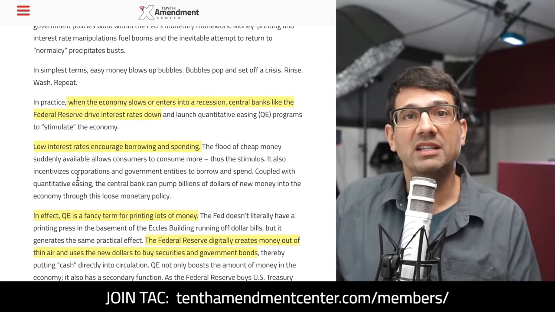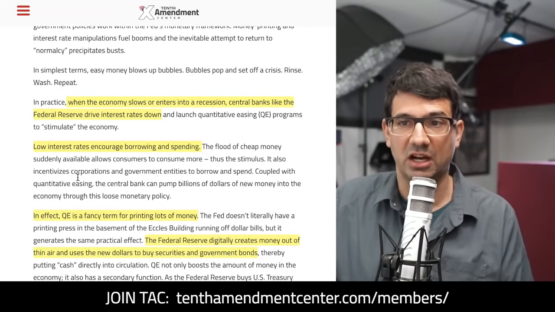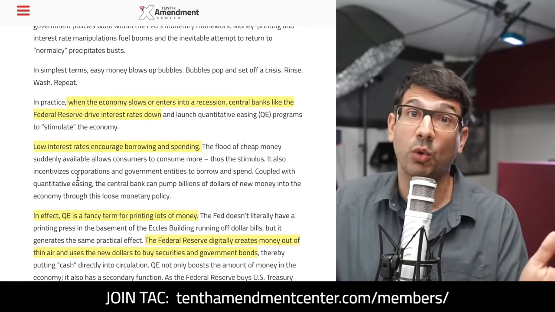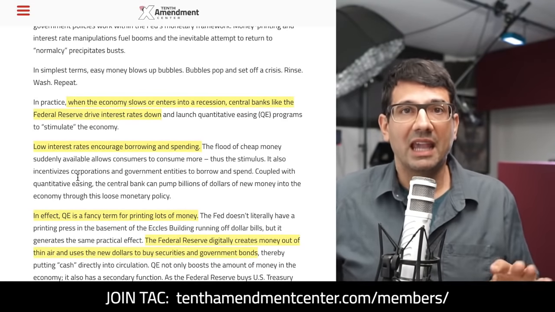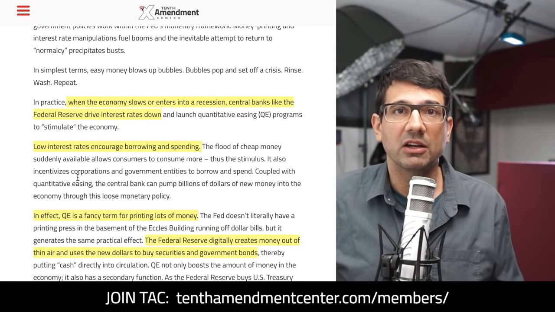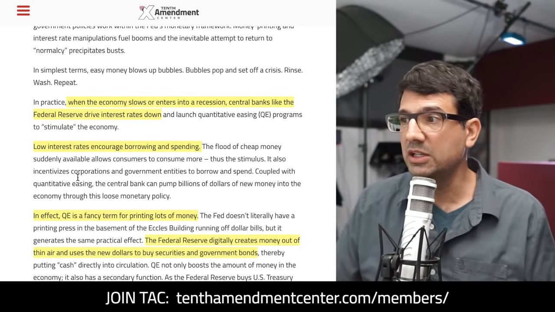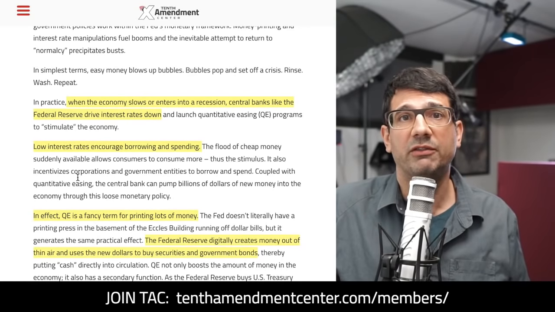He said, coupled with quantitative easing, there's that phrase QE, the central bank can pump billions of dollars of new money into the economy very quickly through what we know as a loose monetary policy. And again, QE is a fancy term for money printing. We often hear, and Ron Paul has said this for years, and this is where I first heard about it many years ago, they just print the money out of thin air.